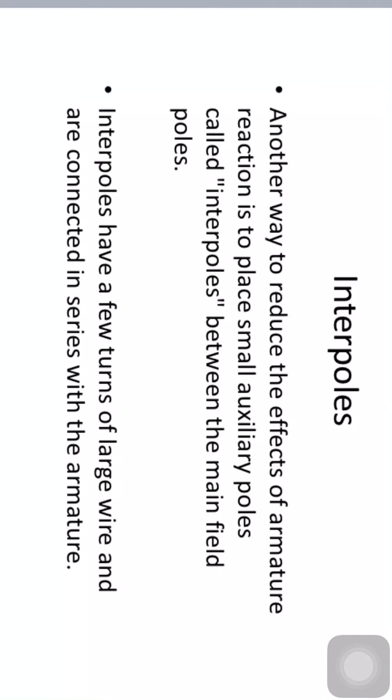Interpoles are narrow poles placed at the GNA and fitted to the yoke, also known as the commutating poles or compoles. For generator, the polarity of interpoles must be same as that of the main pole ahead of it in the direction of rotation. As for the motor, the polarity of interpole must be same as that of the main pole behind it. So these points should be taken care of while we are connecting the interpoles.